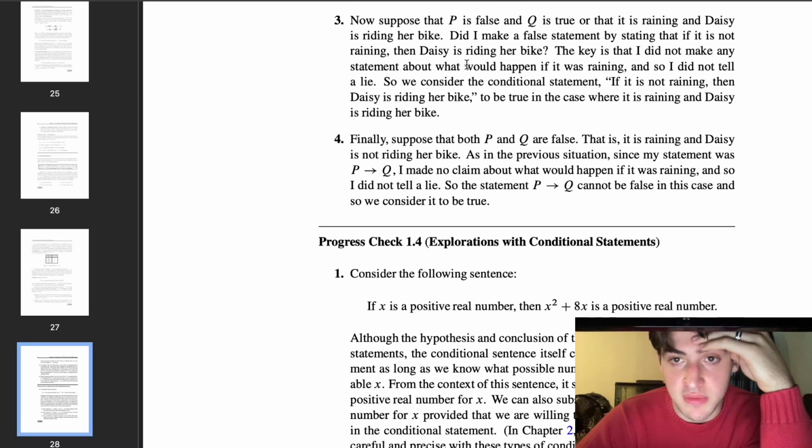Now suppose that P is false and Q is true, or that it is raining and Daisy is riding her bike. Did I make a false statement by stating that if it is not raining, then Daisy is riding her bike? The key is that I did not make any statement about what would happen if it was raining. So I did not tell a lie. So we'd consider the conditional statement, if it is not raining, then Daisy is riding her bike, to be true in the case where it is raining and Daisy is riding her bike.